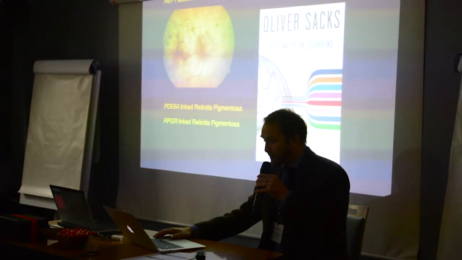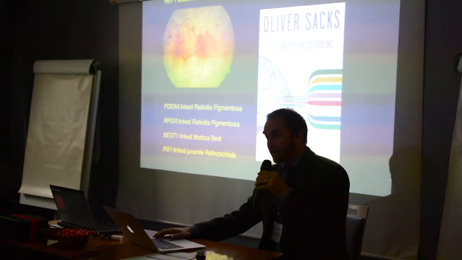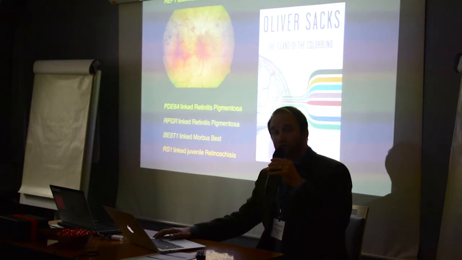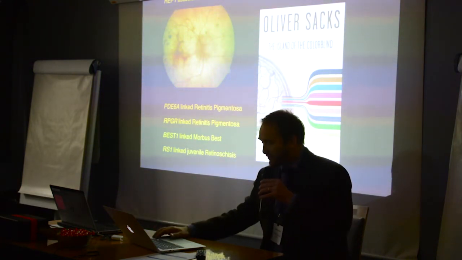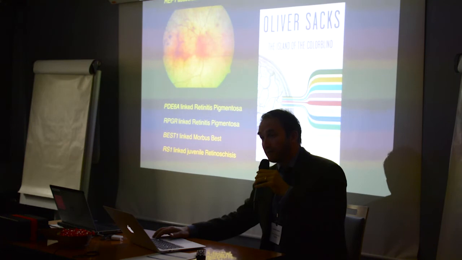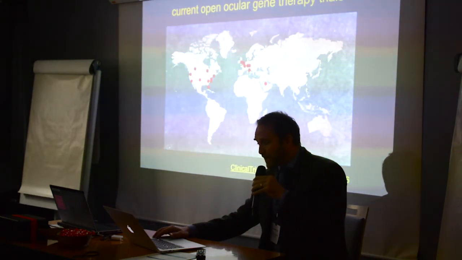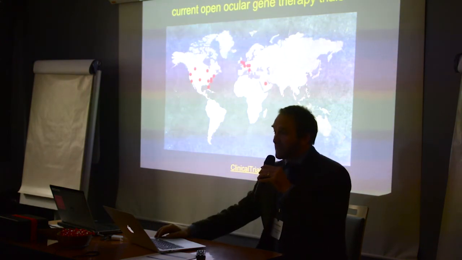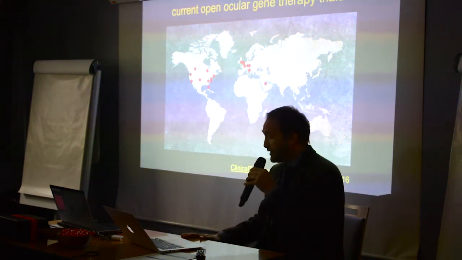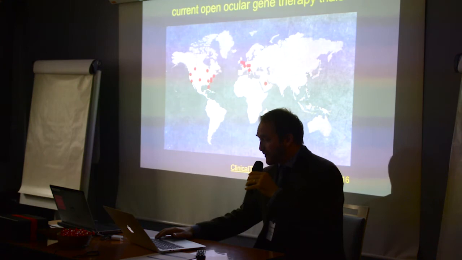RPGR-linked retinitis pigmentosa is a clear target, as well as BEST1 and retinoschisis, juvenile retinoschisis. Now, this is also already quite a commitment. It's several $1 million and a large team behind that objective. But we're not alone. There are plenty of centers targeting hereditary retinal disorders, and you can see a map here.